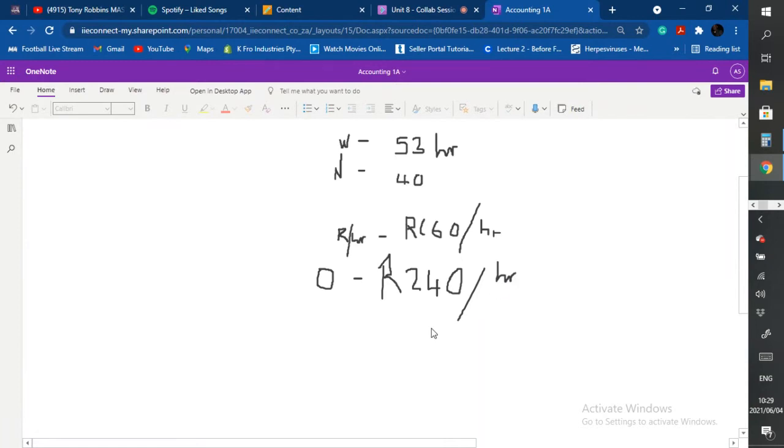Again, what do they want us to do? They want us to calculate her gross earnings for the week. So we know that she worked 53 hours, but her normal working hours is 40. So we need the difference between these two to get the overtime. So that obviously is 13.